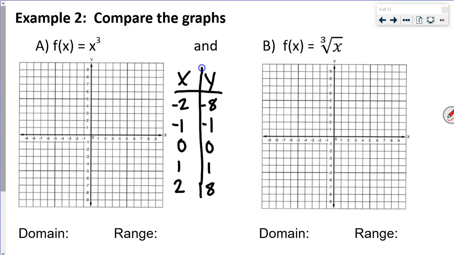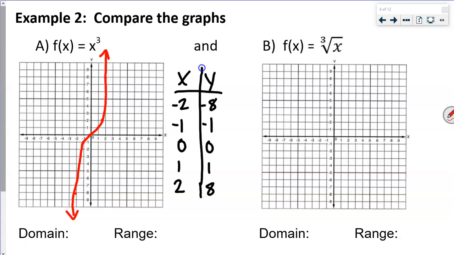So we're going to go ahead and plot those. So we've got -2, -8 down here, right there. And then we've got -1, -1 there, 0, 0, 1, 1 there, and then 2, 8 up here. So here again, we're going to graph this up over, sorry y'all, like that. So that is the graph of f of x equals x cubed.